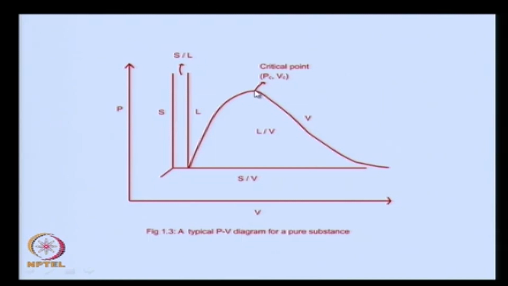This is the critical point here, Vc, Pc, and in this region we have the coexistence of both the solid and liquid phase. In this region we have the coexistence of solid and vapor phase, and underneath this dome in this region we have the coexistence of liquid and vapor phases. So these are the kind of systems that we are looking at. We have the coexistence of two or more phases together at the same time, and initially we looked at the pure substance and then extended it to a multi component system.